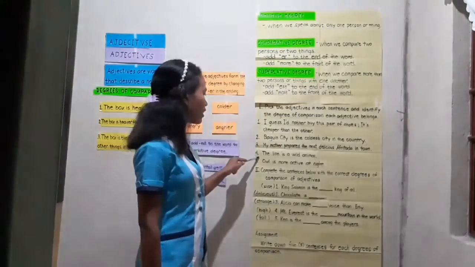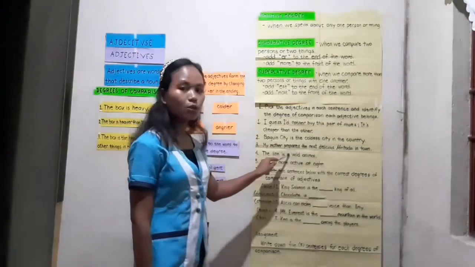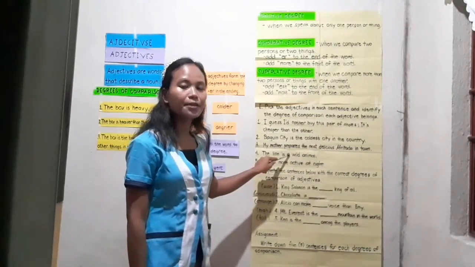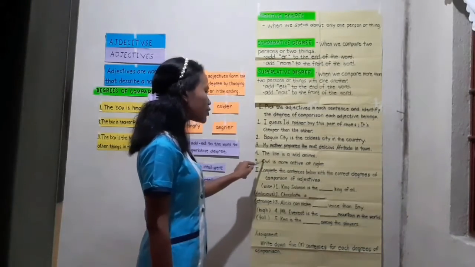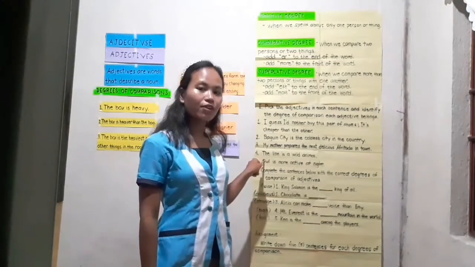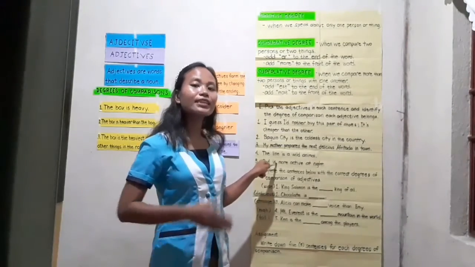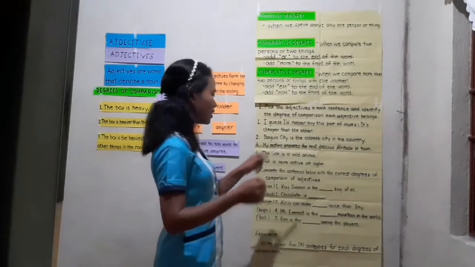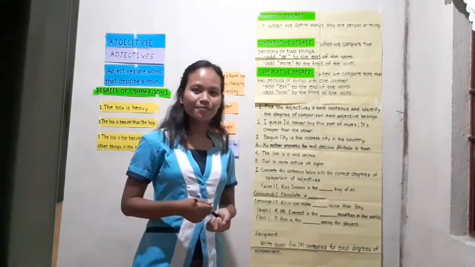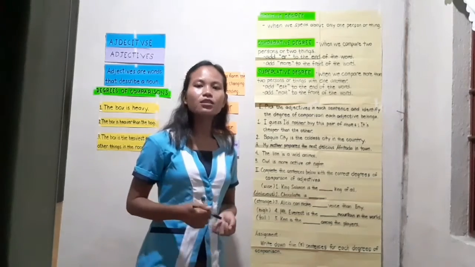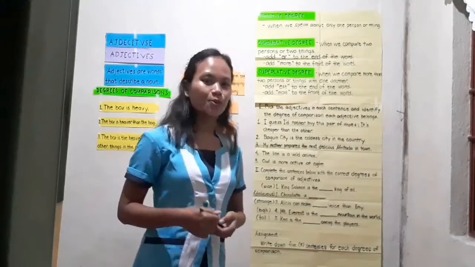Number 4, the lion is a wild animal. Okay, we have the word wild. It is in positive degree. Number 5, owl is more active at night. We have our adjective more active, which is in the comparative degree. Okay, what have you learned from today's lesson, class? Okay, what are the degrees of comparisons? Very good. Now let's proceed.